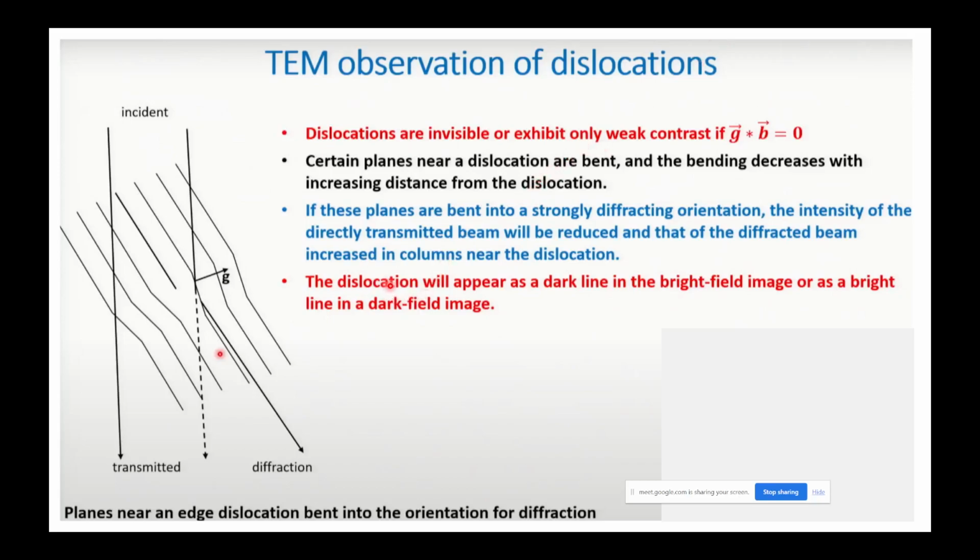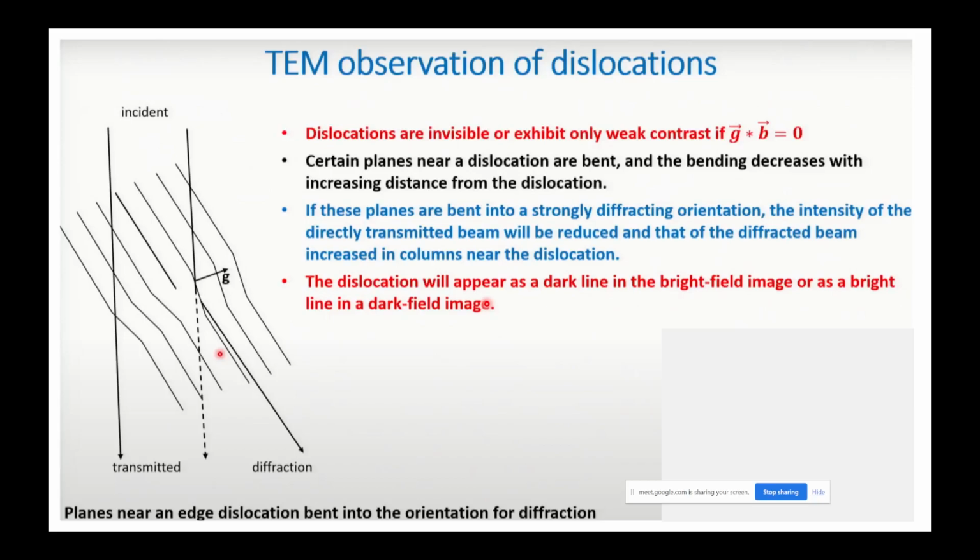Here this is the additional information determined, sir, in the bright field image. If we go to the bright field image, then this location will appear as a dark line. And for the bright field line, it will go to the dark field image. I cannot understand your question. Can you repeat?